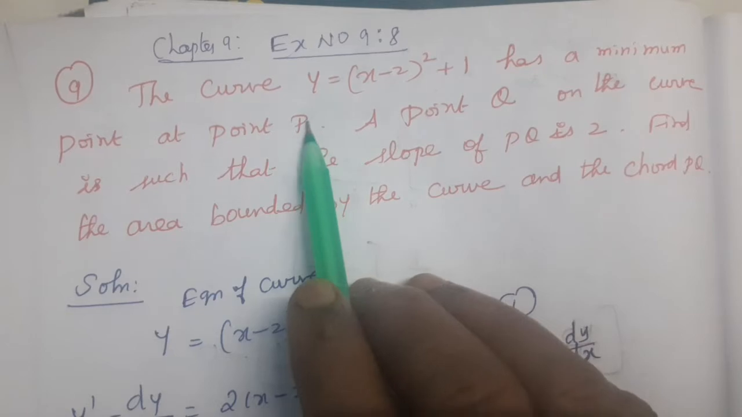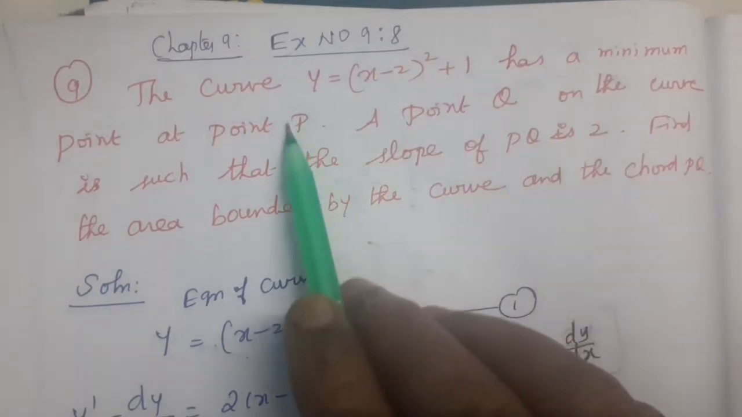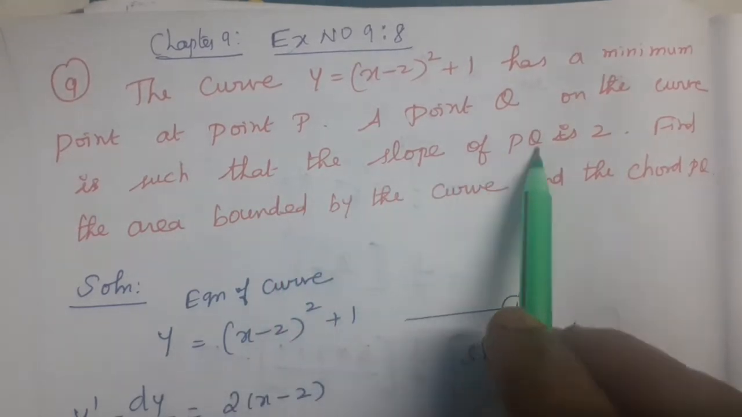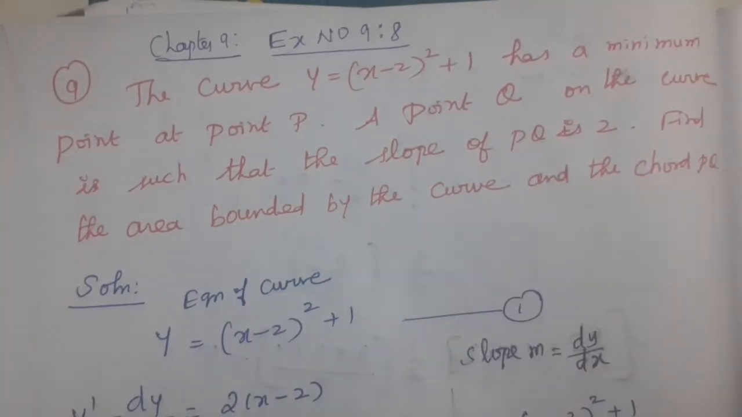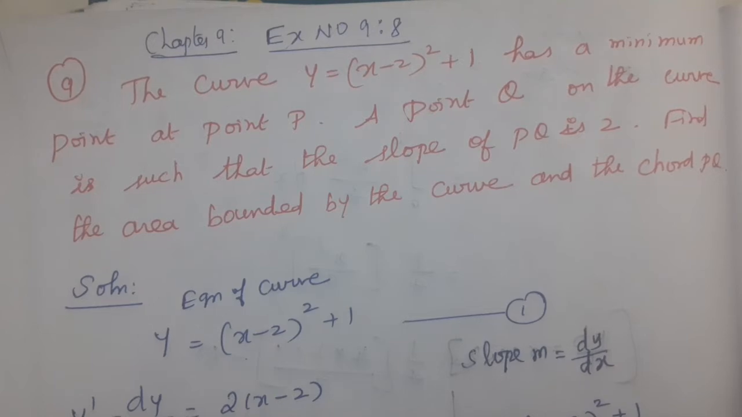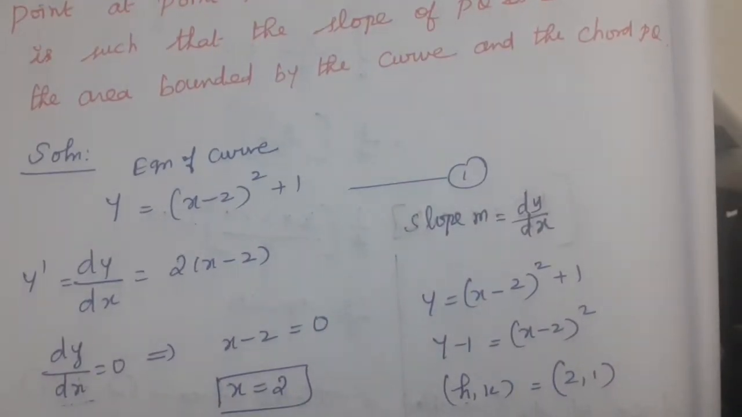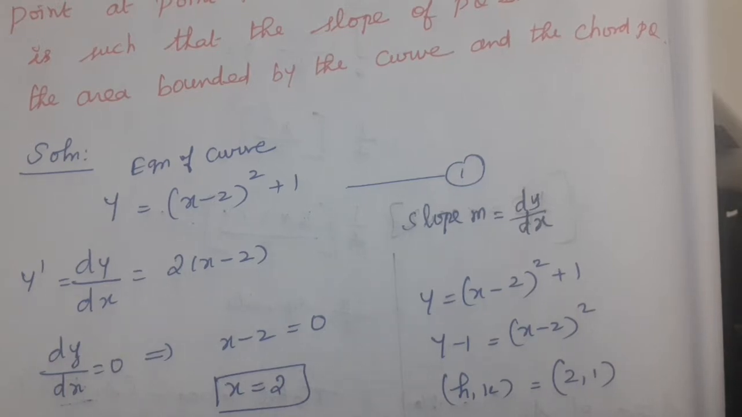P is a point, Q is also a point, but P is a minimum point on the curve. The point Q on the curve is such that the slope of PQ is 2. Find the area bounded by the curve and the chord PQ. We are going to find the area bounded by the curve and the chord PQ.